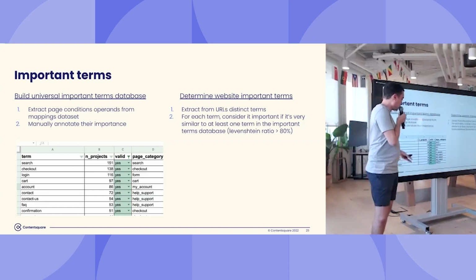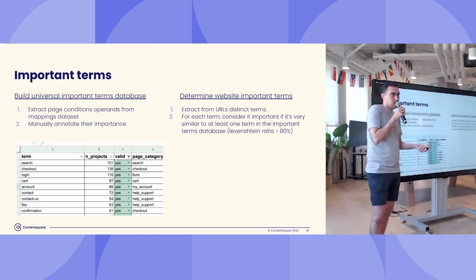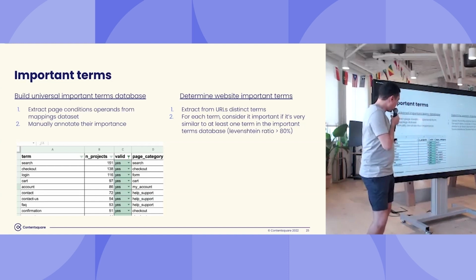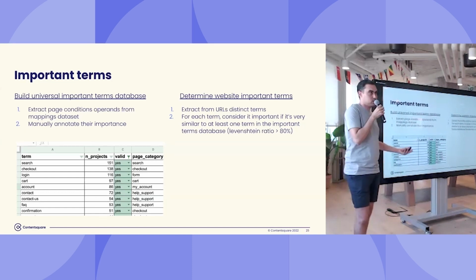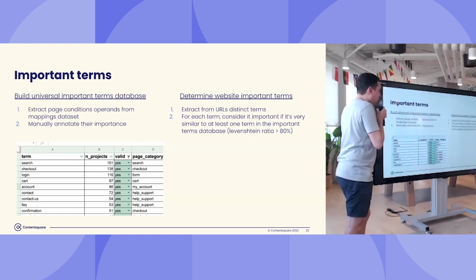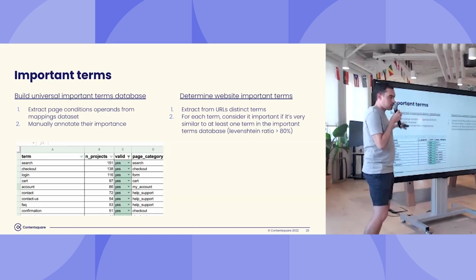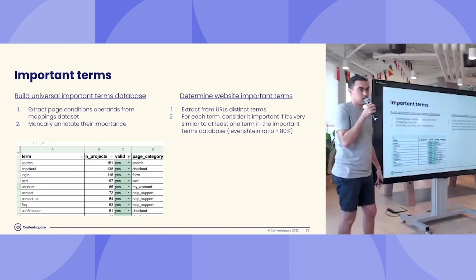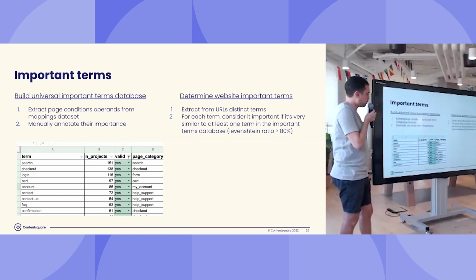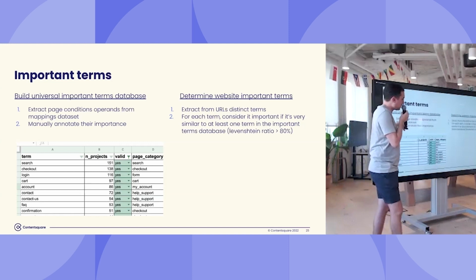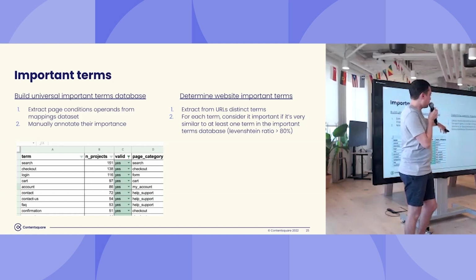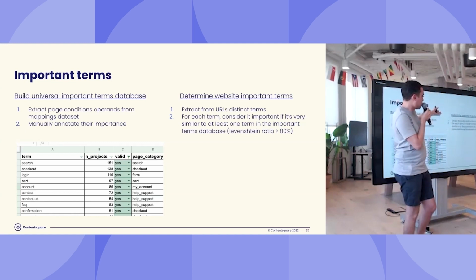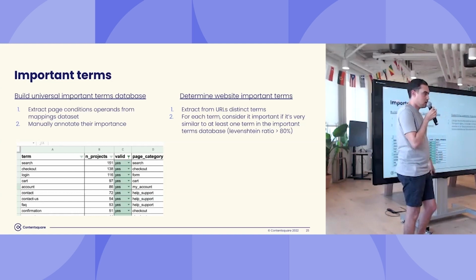Basically, a term is important if it has a business meaning. For example, search, checkout, login, cart, account. And a term is also important if it is used in a lot of websites, meaning the term repeats a lot. And so we have this database, and it had something like 600 important terms. We use this database in order to determine the website's important terms. So what we do is extract all the distinct terms in the sample URLs.